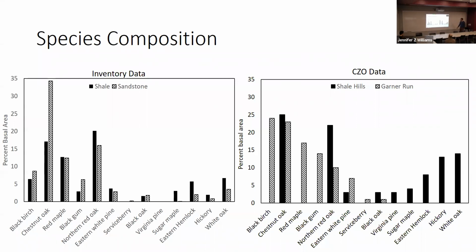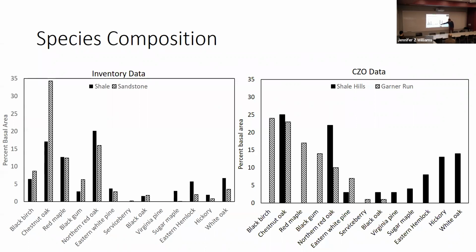And really, I think one of the most important things to remember is that there's variability on the landscape and in how forests are made up. Most of the forests on the landscape across Pennsylvania are oak species, as they are at Shale Hills and Garner Run. But there are differences that make Garner Run and Shale Hills unique in relation to the whole.